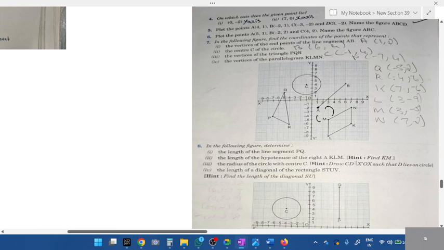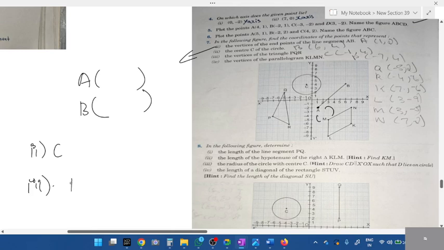Plot all these points A, B, C, D, E, F, G up to L, P, Q, R, all these values. Now look at the first question. The vertex of the endpoint AB. Plot A and B, students. What is A and what is B? Second question. The center of the circle. Which is the center of the circle here? Which point? All of you will respond. C. For the second question, C is the answer. Third question, PQR. Find PQR.